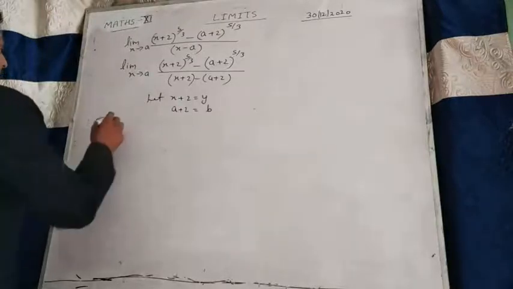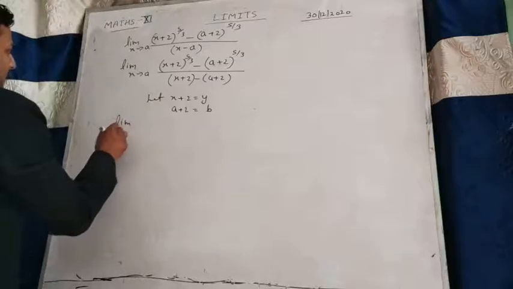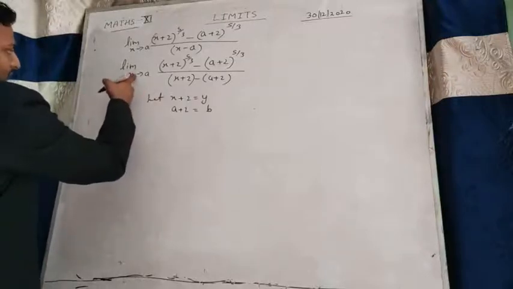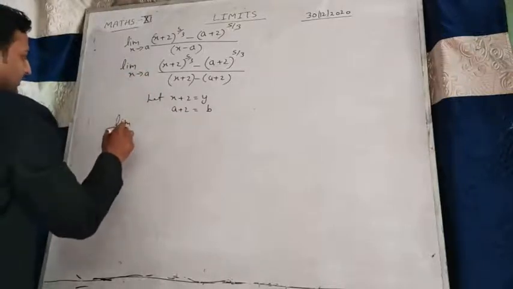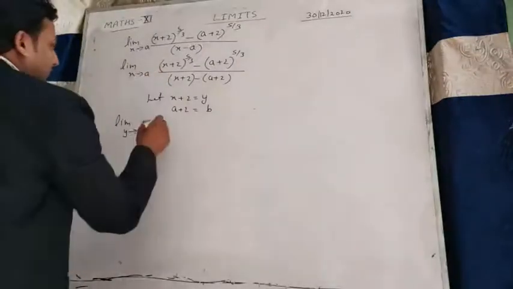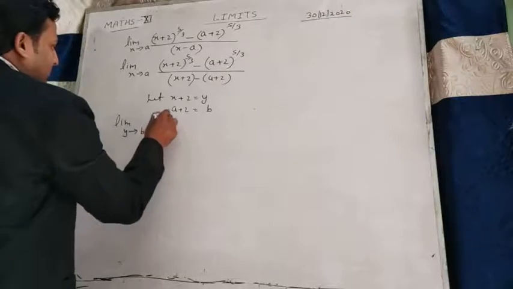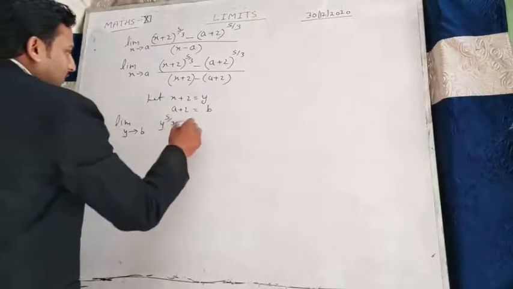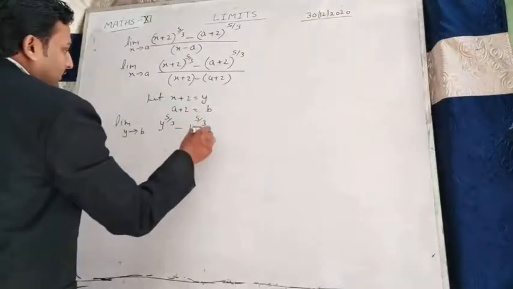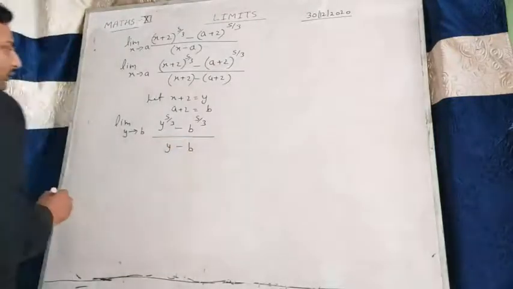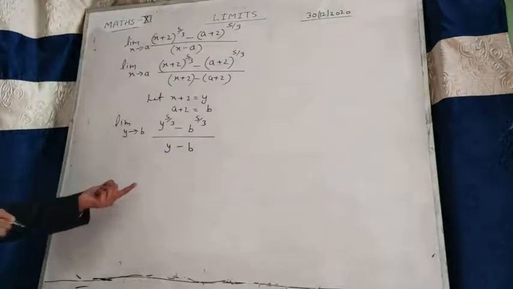Then we can write limit x tends to a. Since we are adding plus 2 on both sides, it will change to y tends to b. And this is y to the power 5 by 3 minus b to the power 5 by 3, divided by y minus b. And this is our standard result.